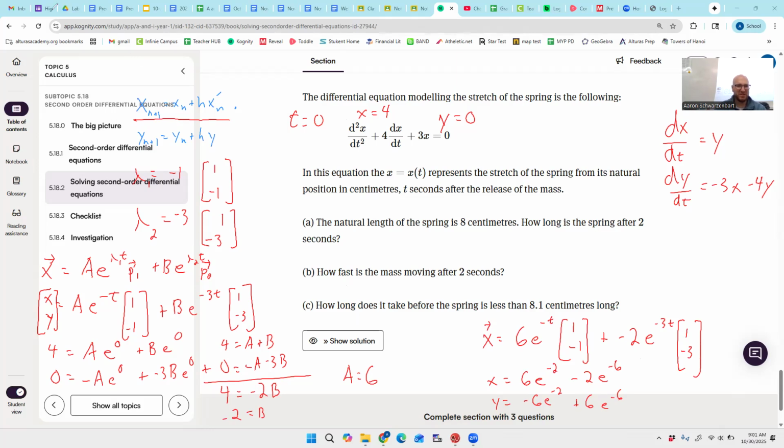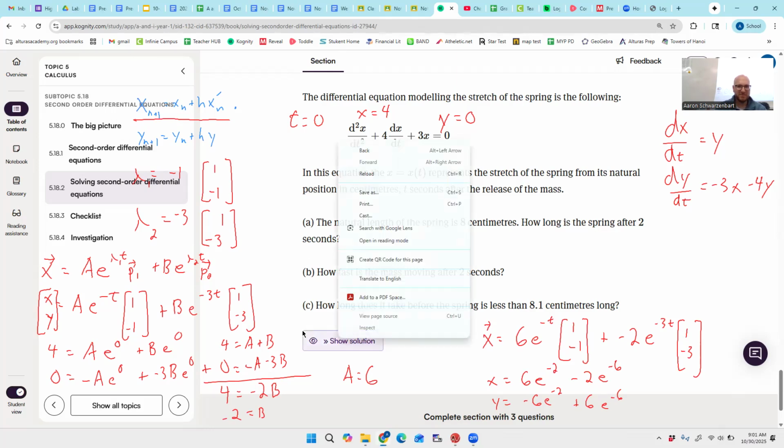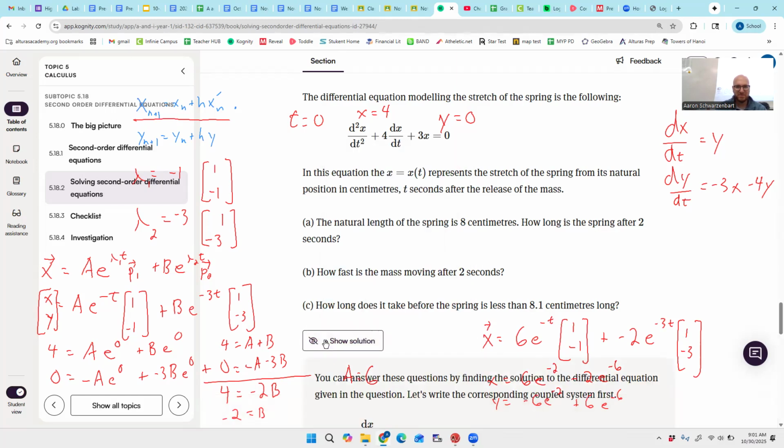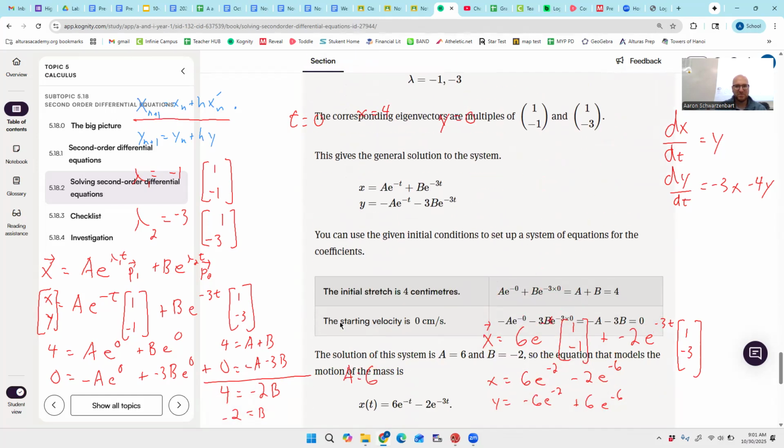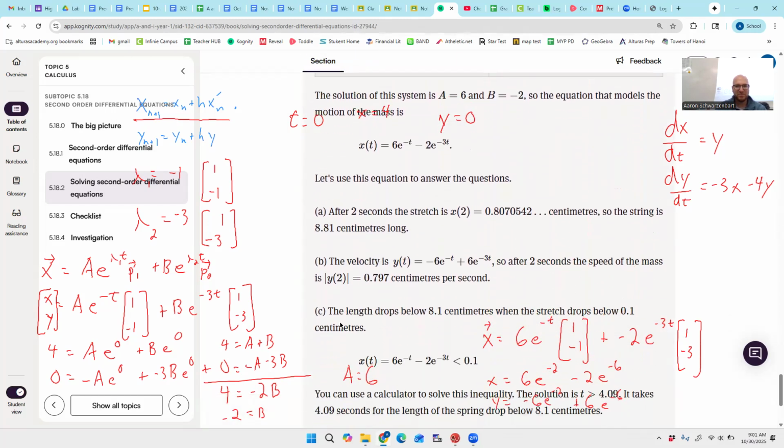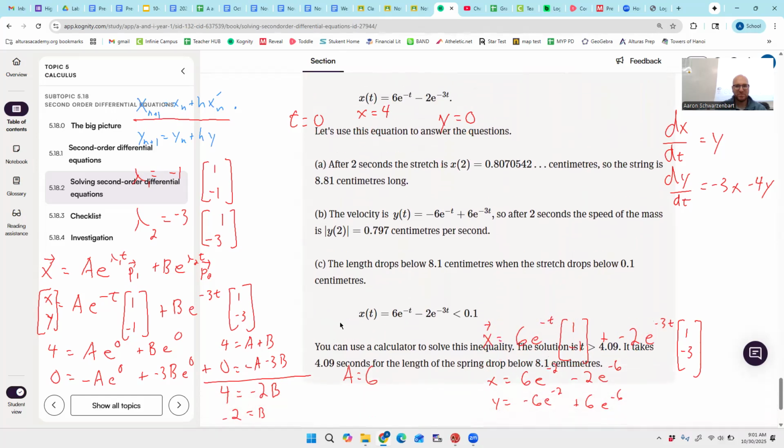And then how long does it take? That would probably be a graphing calculator. Let's make sure we did this correctly. And yes, they plugged it in. It is x of 2 is 0.81. So add that to the 8 and it's 8.81 centimeters.